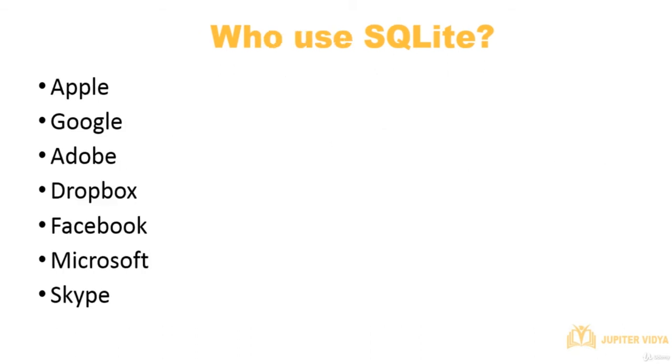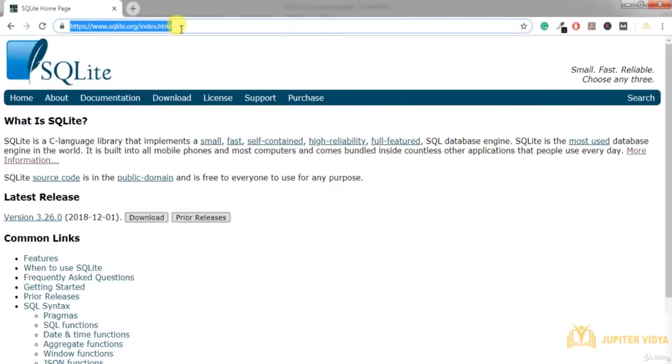Who uses SQLite? Big companies use SQLite database, like Apple, Google, Microsoft, Skype, Facebook. All these companies use SQLite. Now let me show you the website. This is the official website, sqlite.org.